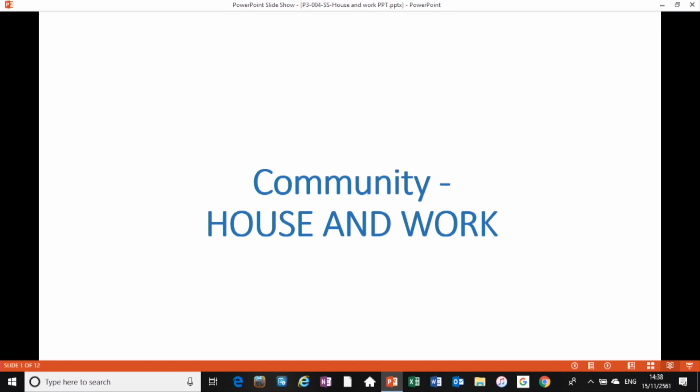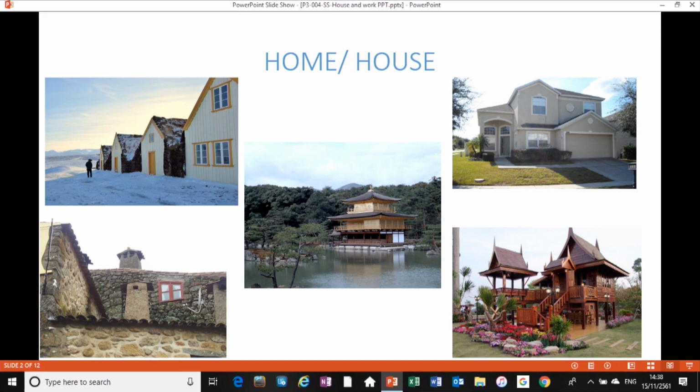Okay, so the PowerPoint presentation today is community, house and work. So let's have a look at some of the different communities in different countries for houses and work. You see? See how they're different? Look at this place here. Can you see the top left? Yes. Very cold. Yes.